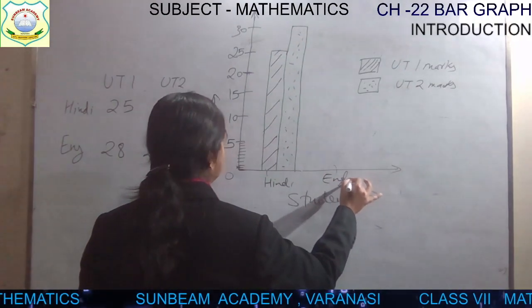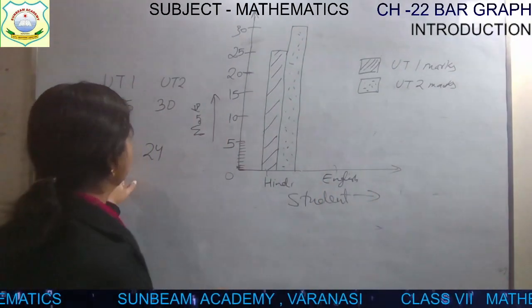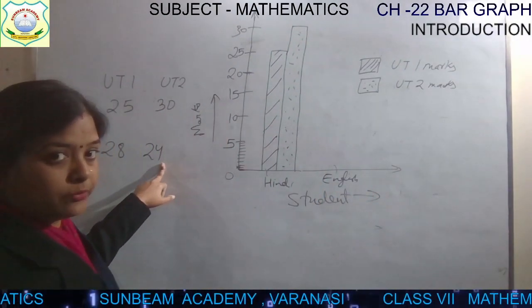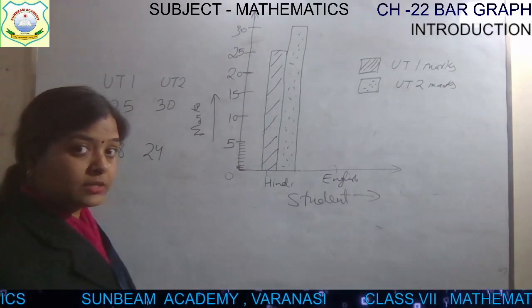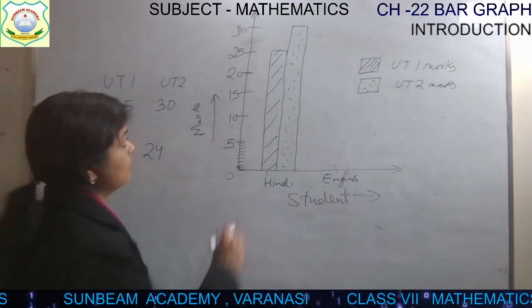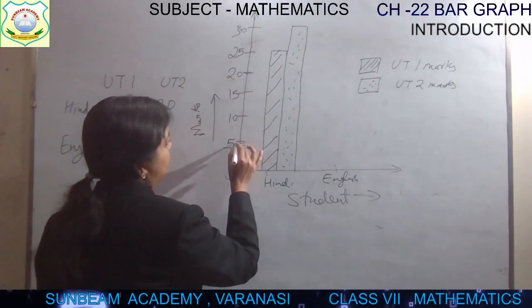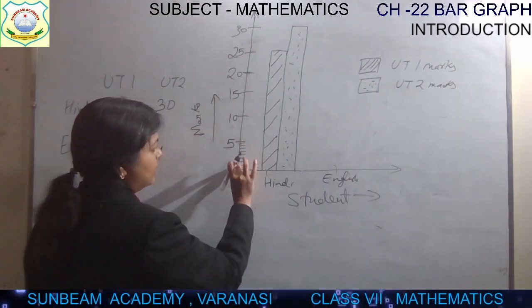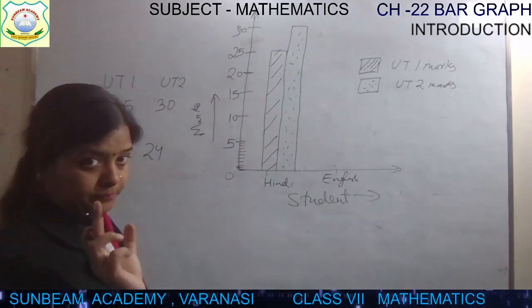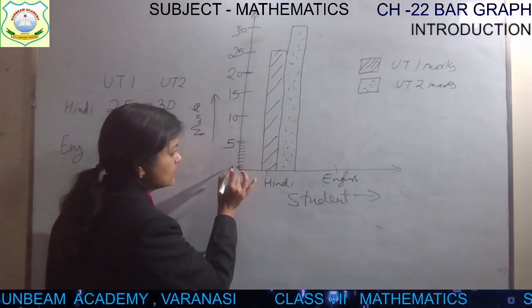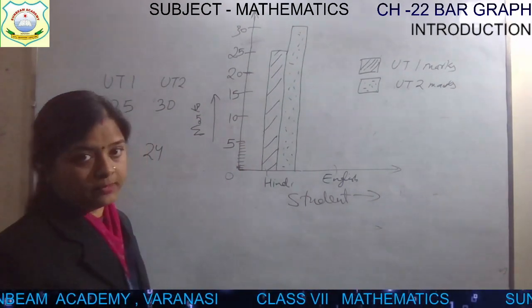In English, 28 in UT1 and 24 in UT2. So 28, we have to draw 28. Each 5, it is 5, na? So each 2 blocks will be 1. Each 2 small divisions will be 1.